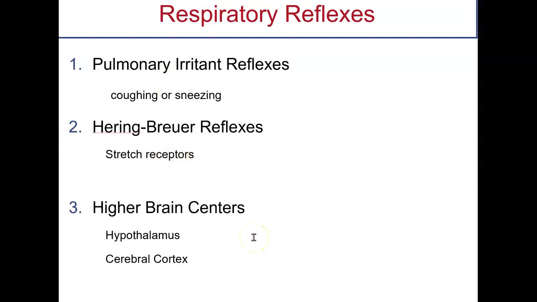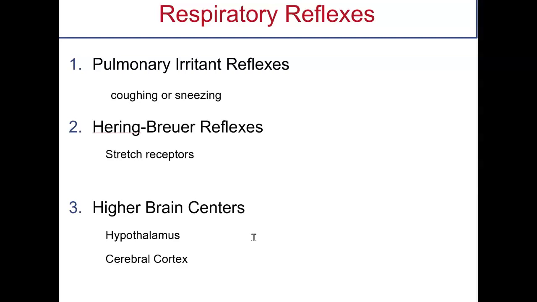And then the higher brain centers like our hypothalamus and cerebral cortex also affect our breathing. Hypothalamus more with emotions. So we might change our breathing when we're very happy or excited or sad. So that could be tied in with the hypothalamus. And then the cerebral cortex is voluntary control. So when I'm talking and giving a lecture, I don't take a breath normally, as you might notice. Or maybe I'm playing the trumpet or I'm singing. So I can voluntarily change my breathing rate momentarily.